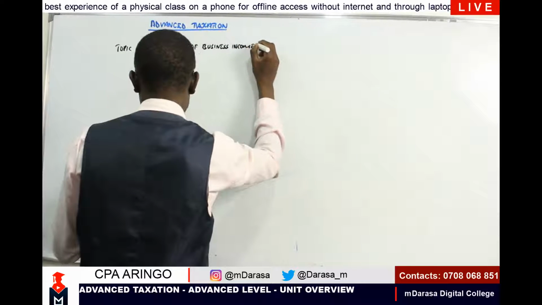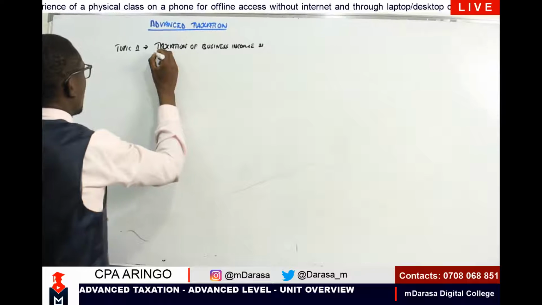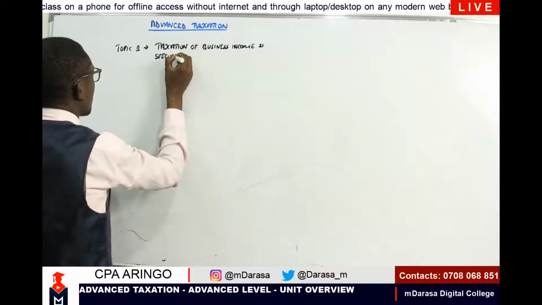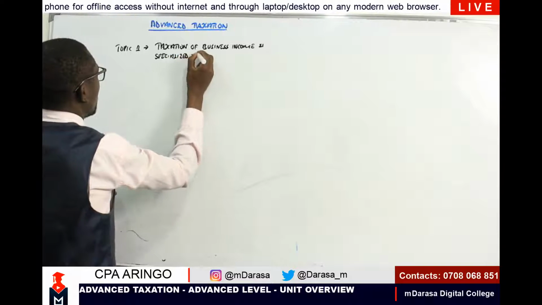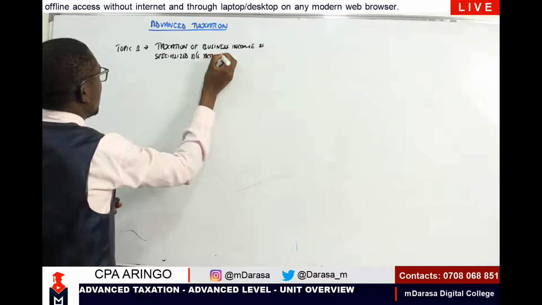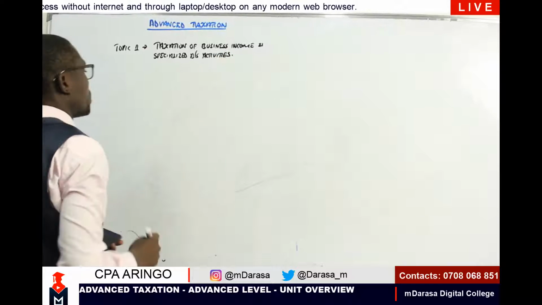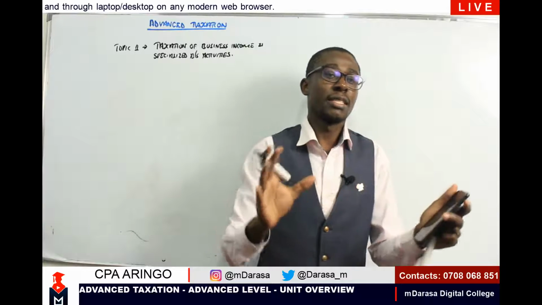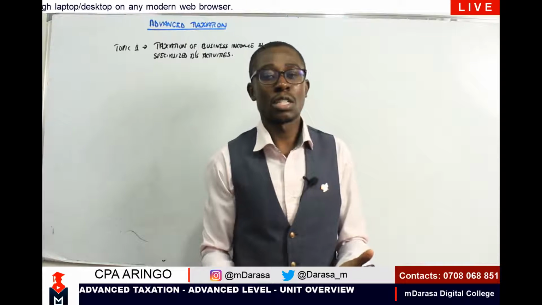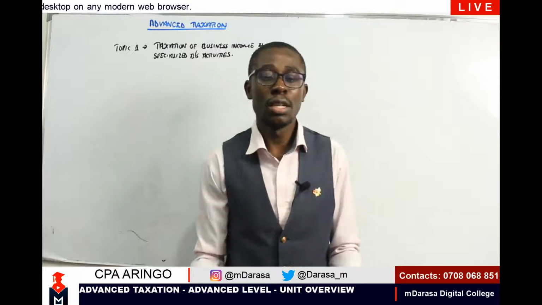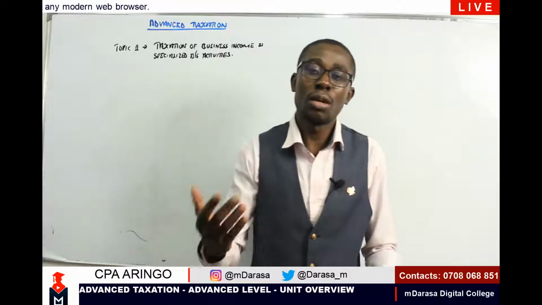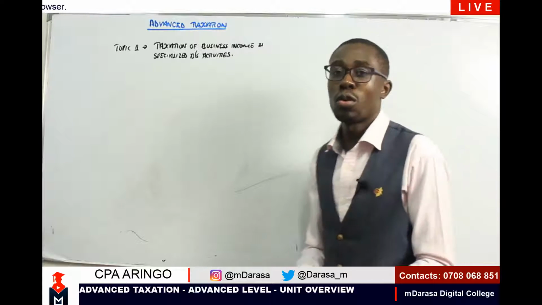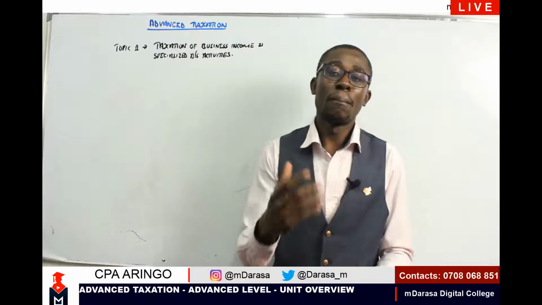taxation of business income and specialized business activities. Basically, what we'll be covering in this topic, my good students, specifically, we'll be talking about taxation of partnership. Because remember, partnership, you can look at it in terms of admission, in terms of retirement, talk about conversion of partnership. So the main focus in topic number one will be on partnership.